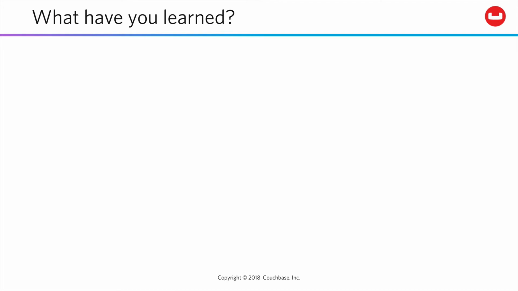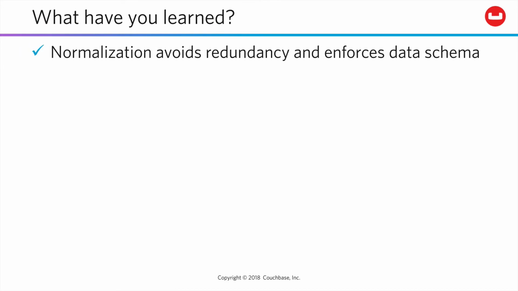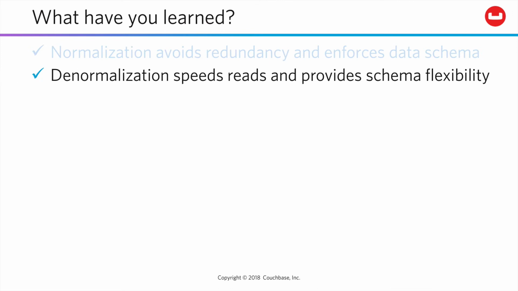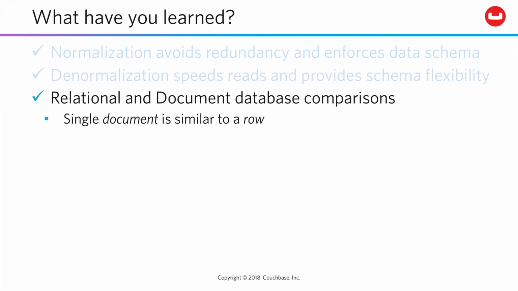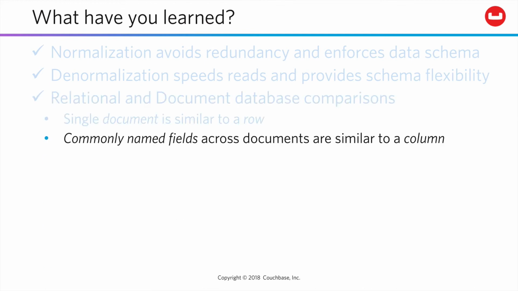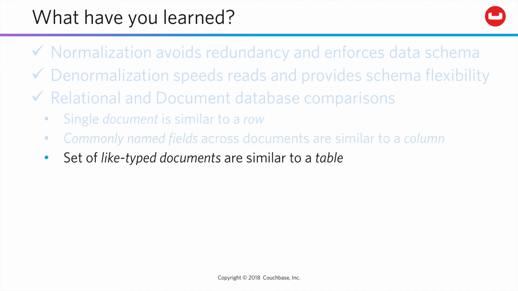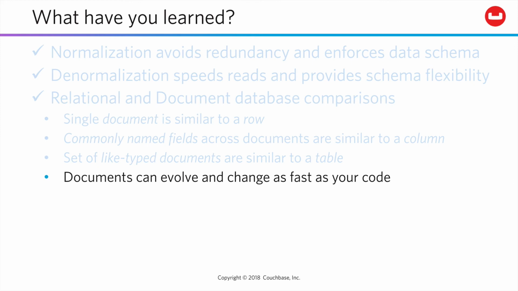So what have we learned? We reviewed how the normalization-focused approach of relational systems avoids redundancy and enforces data schema, while denormalization speeds read access while providing schematic flexibility. We also compared relational and document database approaches, seeing that a single document is similar to a row, commonly named fields across documents are similar to a column, sets of like-typed documents are similar to a table, but the documents can evolve and change as quickly as your code.